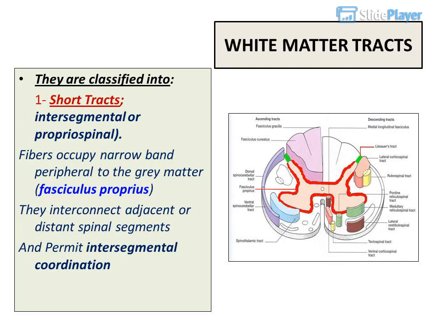White matter tracts are classified into: 1. Short tracts, intersegmental or propriospinal. Fibers occupy a narrow band peripheral to the gray matter, the fasciculus proprius. They interconnect adjacent or distant spinal segments and permit intersegmental coordination.